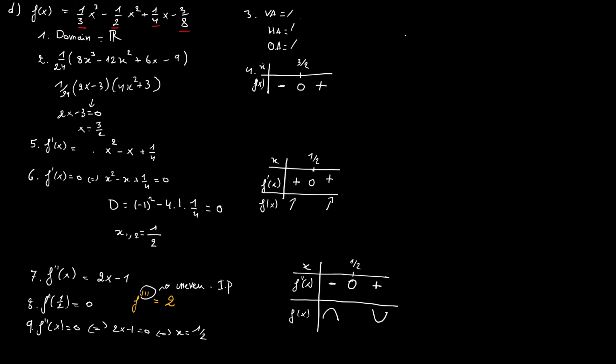We'll make a big table with x and our original function. We have a point of interest at 3 over 2, and we also have a point of interest at 1 over 2. Our original function is negative, then it's 0, and then it becomes positive. Our first order derivative is 0 here, and then it's positive, positive, positive. And our second order derivative tells us that first we have a concave function, then we have a change, and then it's convex.